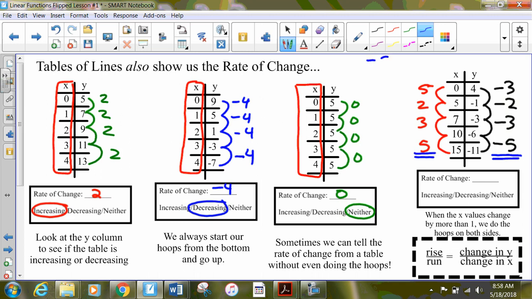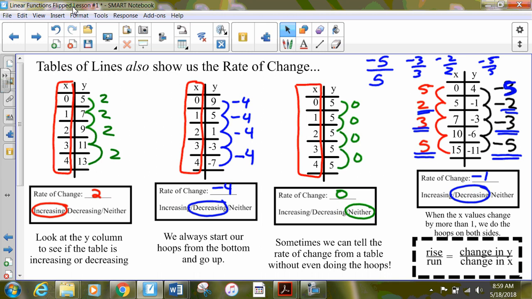So let's see what that looks like. That looks like -5 over 5. Let's look over here, change in y over change in x. That's -3 over 3. Are these all equal to the same thing? -2 over 2. And, oops, 5 minus 0. What happened here? Oh, whoops. You probably noticed that I made a mistake here. So let's see, -1 minus 4 is -5, Miss Overby. Sometimes I'll make mistakes because I'm writing and talking at the same time. So -5 over 5 is also the same thing. They're all equal to -1, which is the rate of change, which is decreasing.